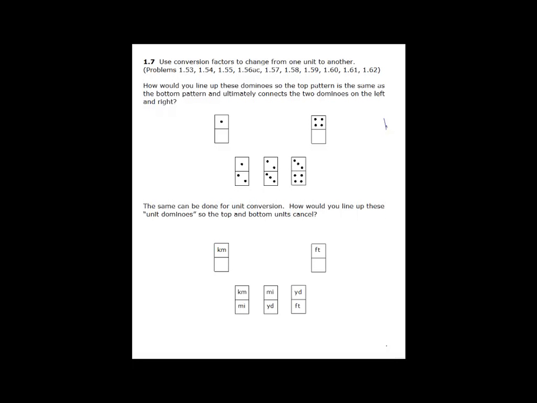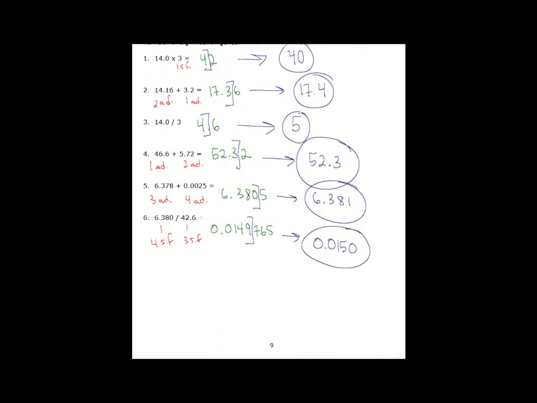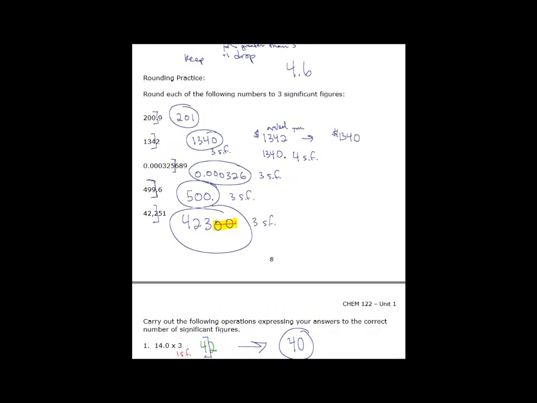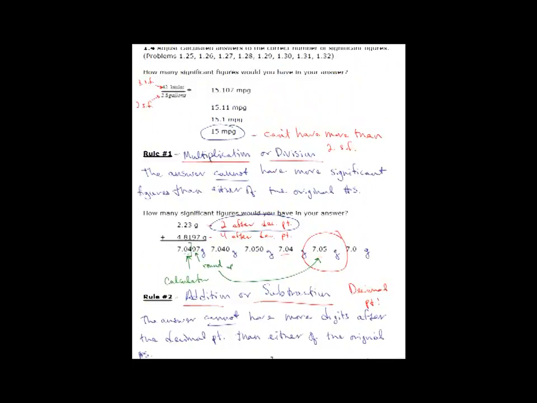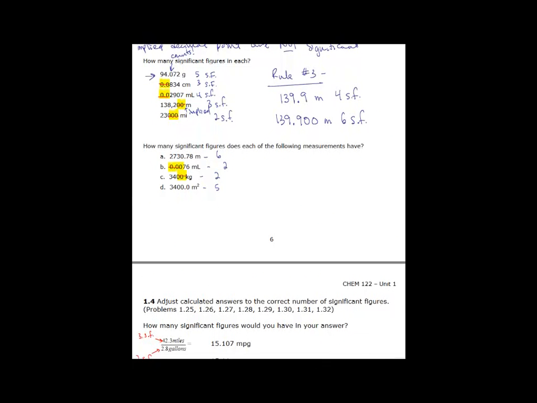Okay, I want to go back and make a correction that students have pointed out to me. We're going to flip back to page 6, to the number of significant figures in this. I want to correct this. This number doesn't have 3 significant figures, it has 4 significant figures. I'm not sure what I was thinking when I said that, but there are 4 significant figures in that number.